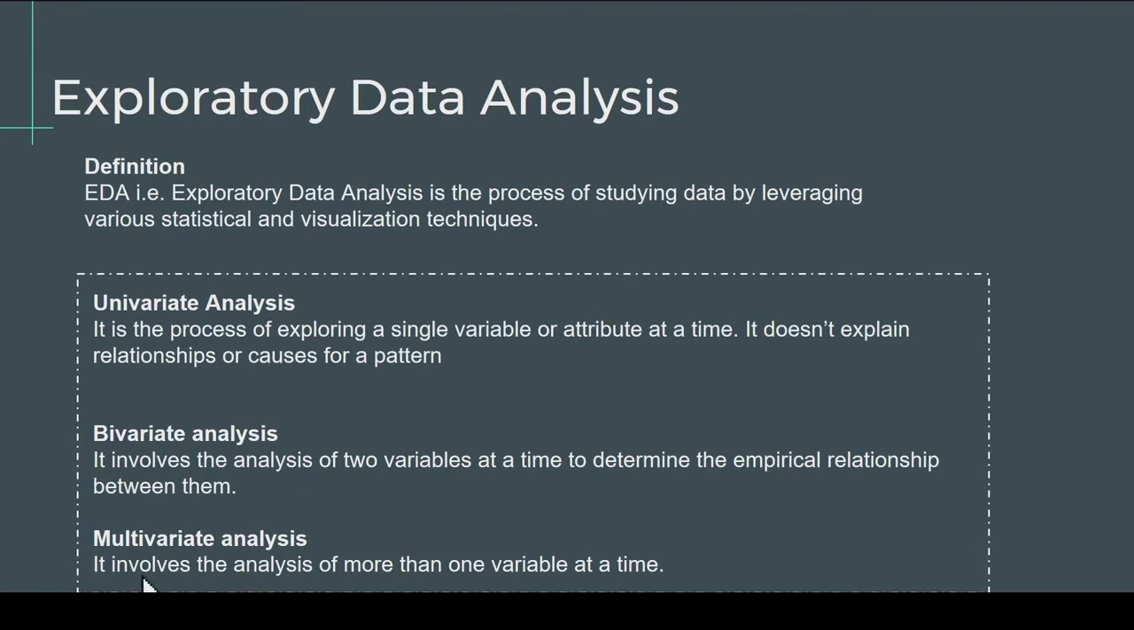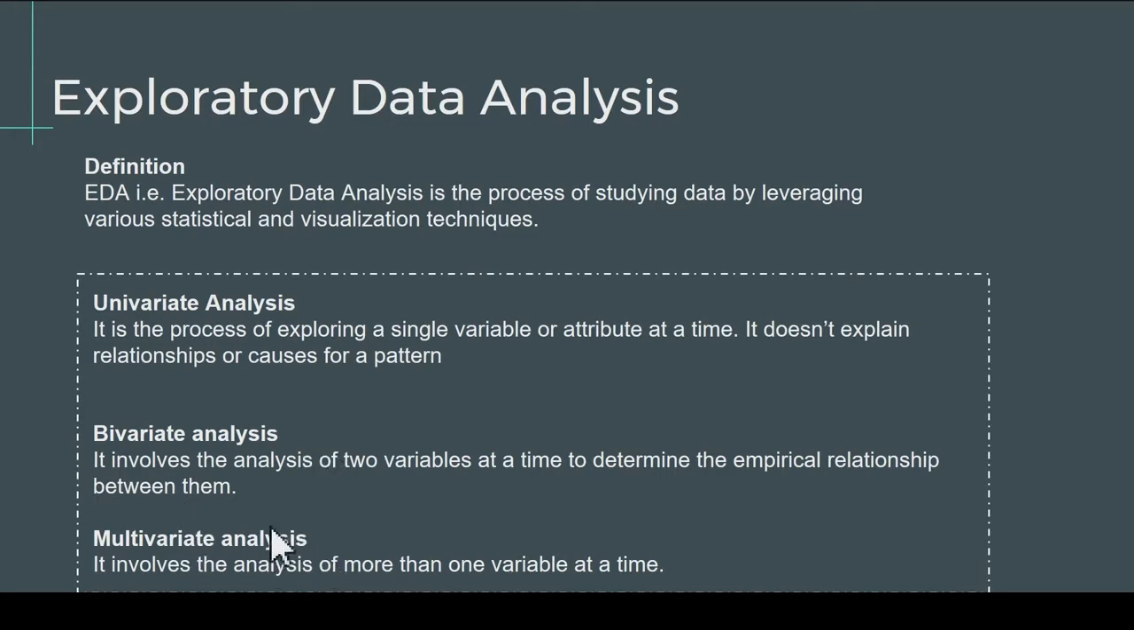Multivariate analysis involves the analysis of more than one variable. Now, more than one variable because it could be two, it could be three, and it could be anything more than that. If it's two, we usually call it bivariate analysis. If it's three or more, we usually call them multivariate analysis. In fact, every form of bivariate analysis is actually a multivariate analysis.